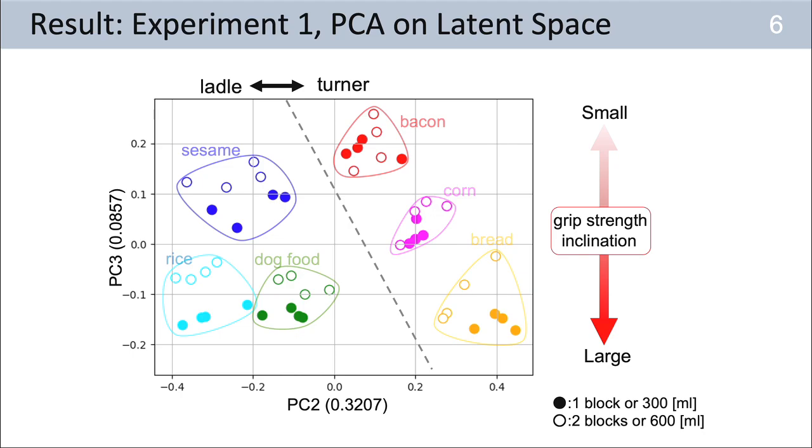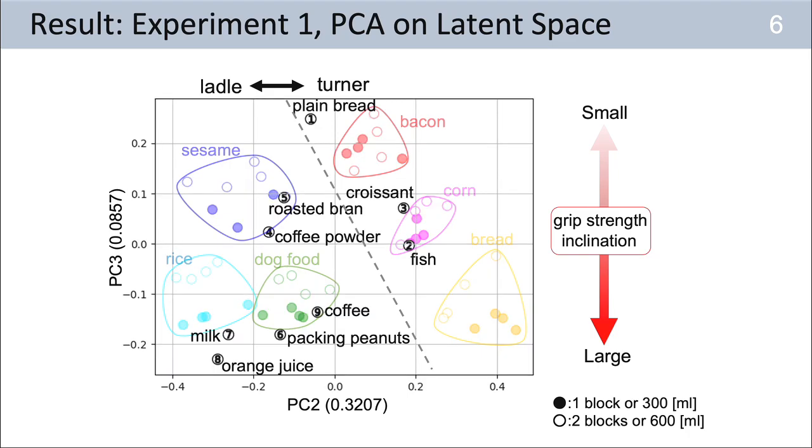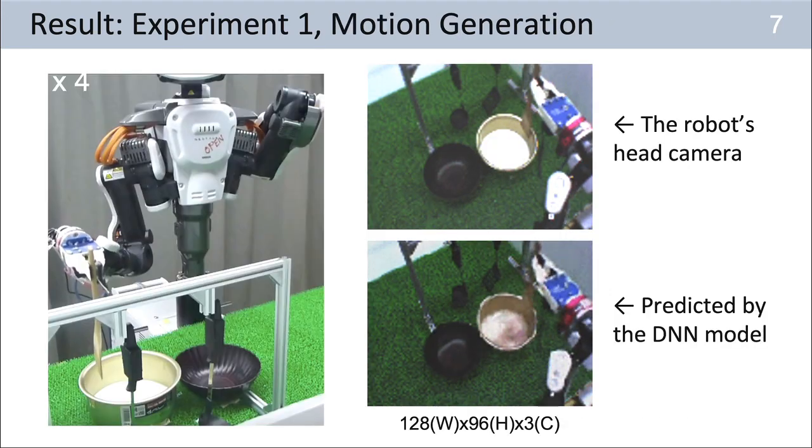This is the result of principal component analysis on the latent space. The plots of the same ingredients are clustered and their placement shows their proper tool and the way to act. The axis of PC2 expresses tools and PC3 expresses action information. Untrained ingredients are also plotted with numbers. We can assume the recognition of the ingredients' characteristics by the robot from the placement.